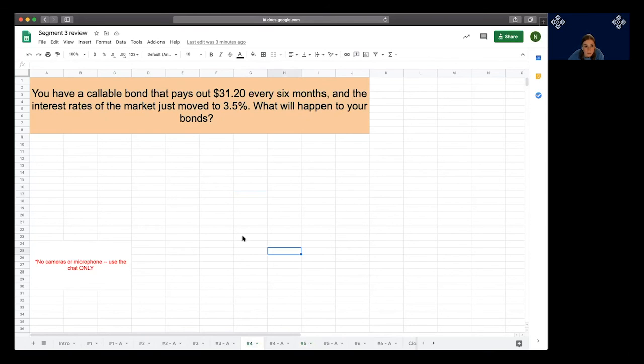Number 4 is saying you have a callable bond that pays out $31.20 every 6 months, and the interest rates of the market just moved to 3.5%. What will happen to your bonds? So take a second, think about what it's asking, and put your answers in the chat if you have an idea.